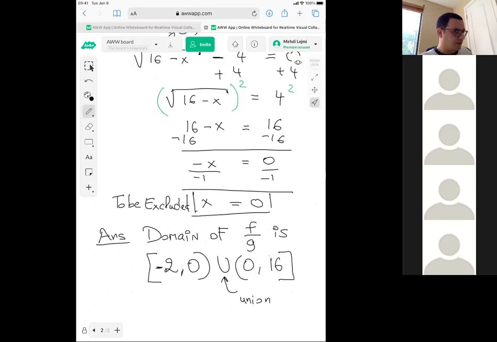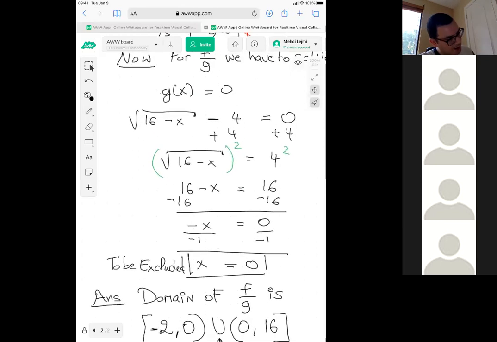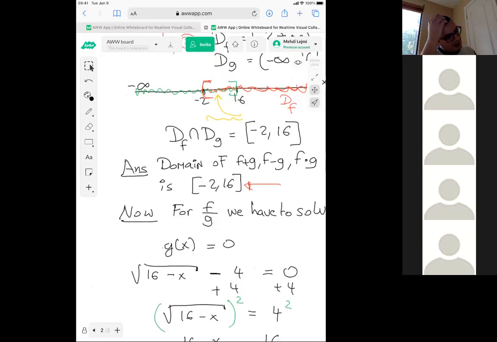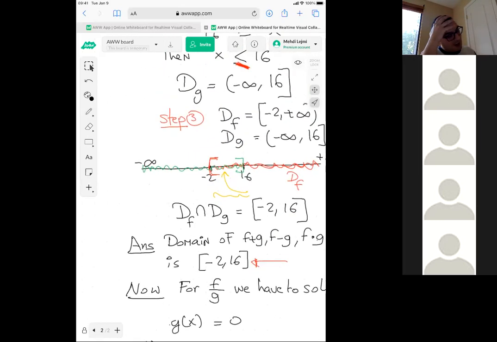All those decimals are in this interval negative 2, 0, right? So we have 2 intervals here, the union of 2 intervals, and that will be the domain of f over g, right? Professor, why is it for the first example, when the domain was negative 4 and 2, there was no union?